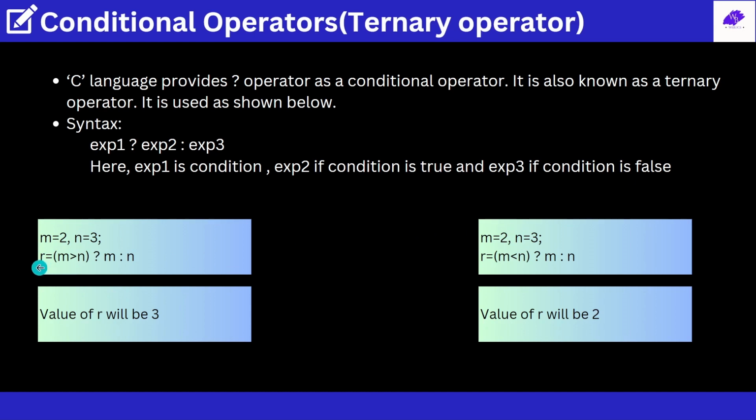Here we can see that r is a variable which is assigned a value: if m is greater than n, then m, or else n. Here in our case m is less than n, so the condition will be false, so n will be printed. So n is 3, the value of r will be 3. In this case m is equal to 2, n is equal to 3, this condition is true, so m will be printed, so the value will be 2.